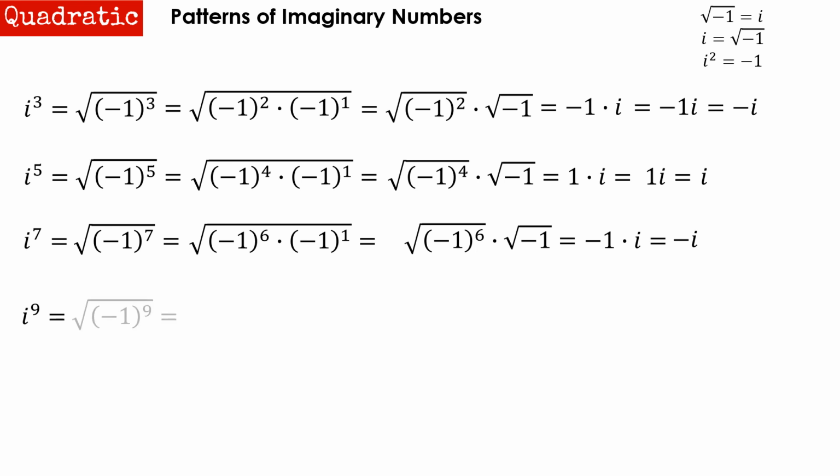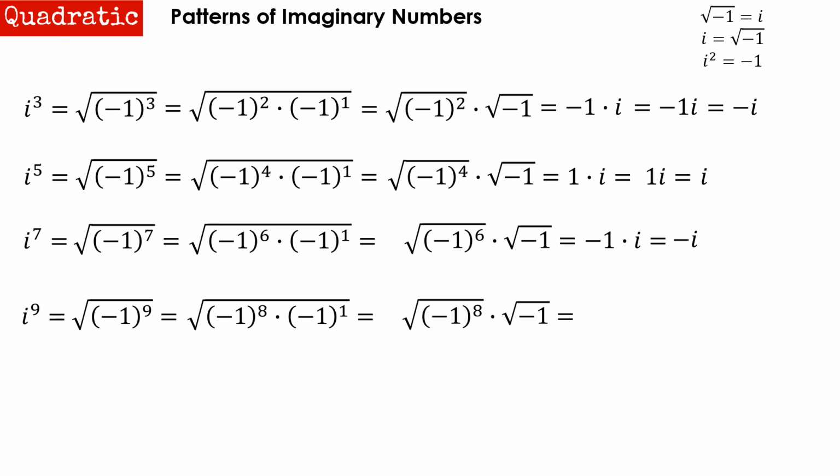Let's see how you did. Well, were you as sneaky as me? I did the square root of negative 1 to the 8th times the square root of negative 1 to the 1st. Sure, you could have done the square root of negative 1 to the 7th times the square root of negative 1 to the 2nd, anything that adds to 9. But I find doing this is a little easier.